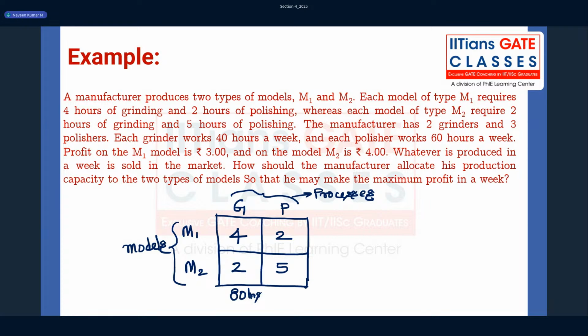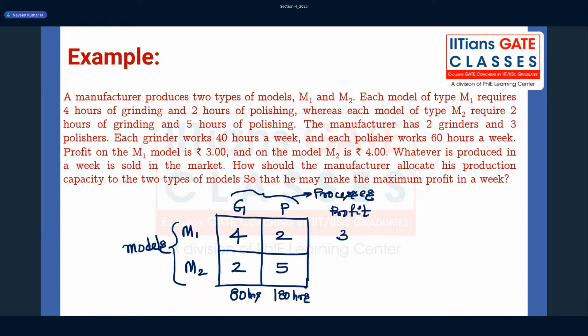Okay, for grinding. And for polishing, it is three polishers and each polisher will work for 60 hours a week. So it is 3 into 60, that is 180 hours a week. That is the cap limit, resource limit. And now, whatever is produced in a week is sold in the market. How should the manufacturer allocate his production capacity of two models so that the profit on model M1 is 3 and profit on M2 is 4? So we can directly write the profit here. So this is your objective function, right?